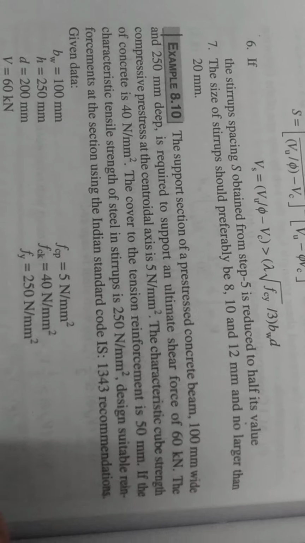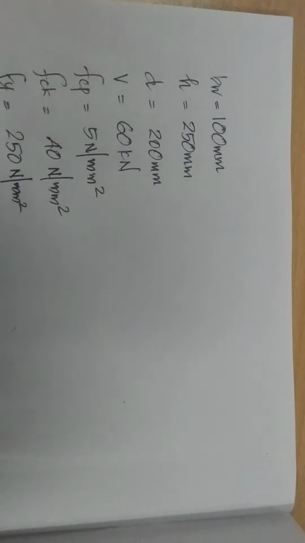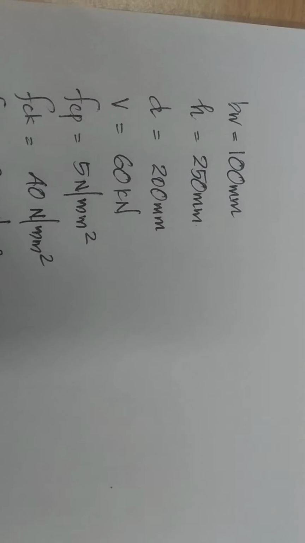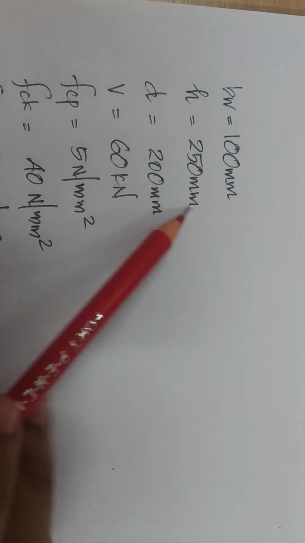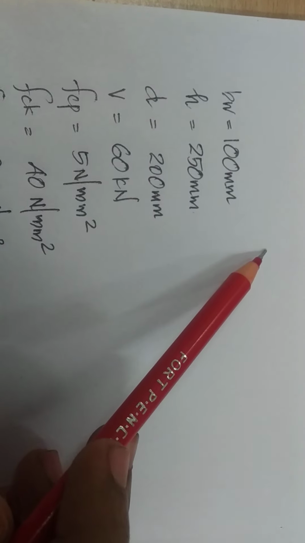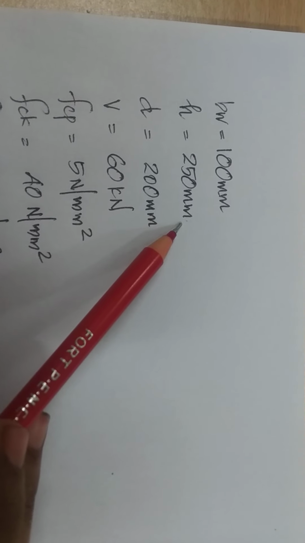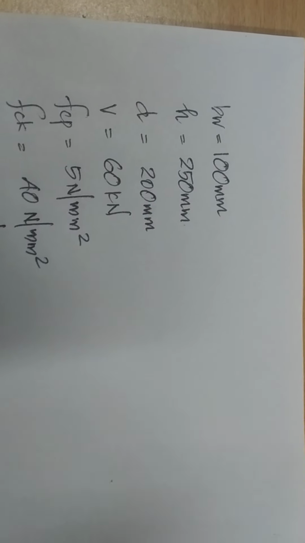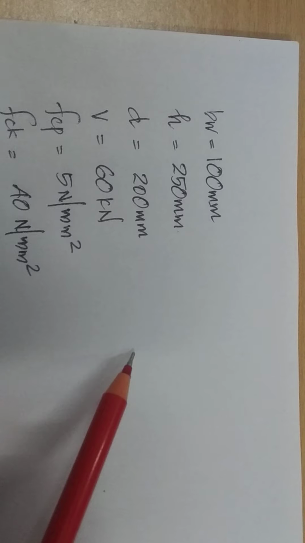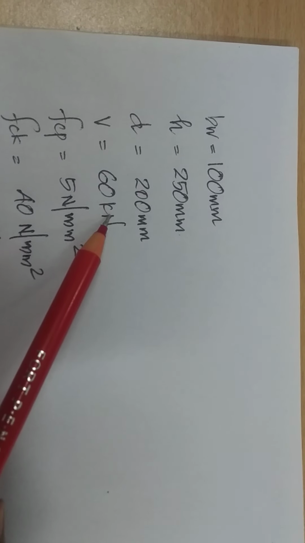Okay, now we have understood the theoretical aspects of the question. Moving on to the solution. By reading the question, we can understand certain given data. First of all, let's analyze that. The support section of a pre-stressed concrete beam is 100 mm wide and 250 mm deep. So from that we know the width bw and the depth 250 mm. It is required to support an ultimate shear force of 60 kN. Therefore, V is 60 kN.